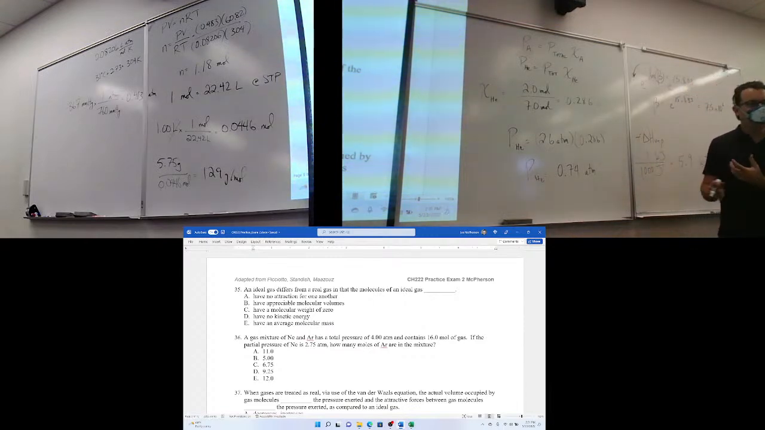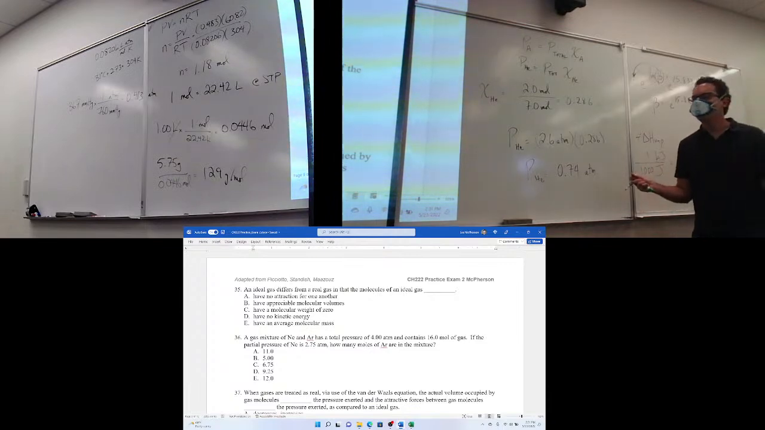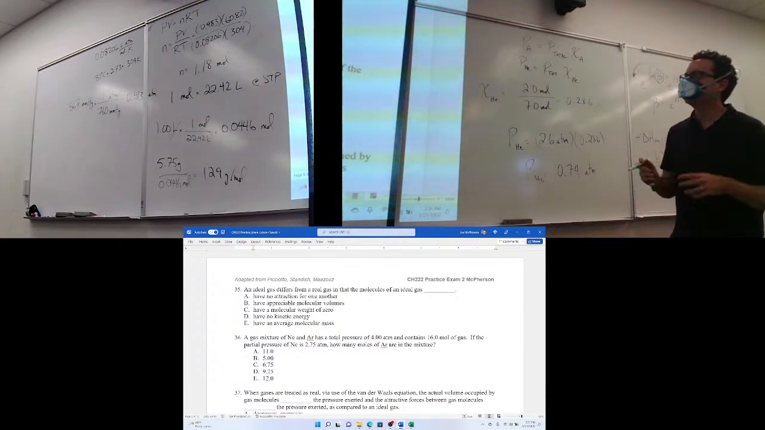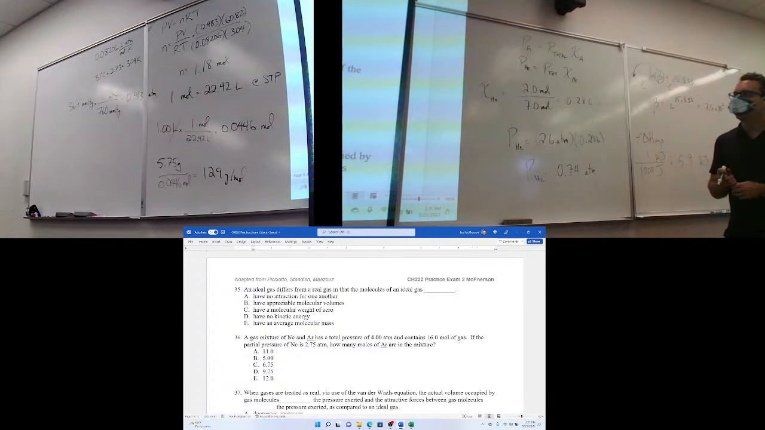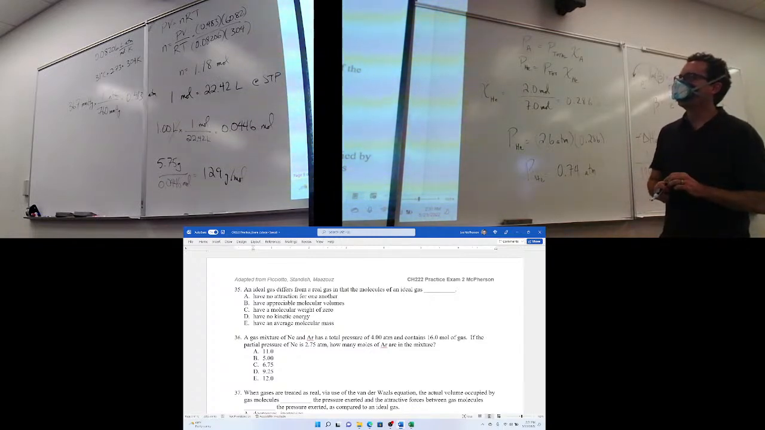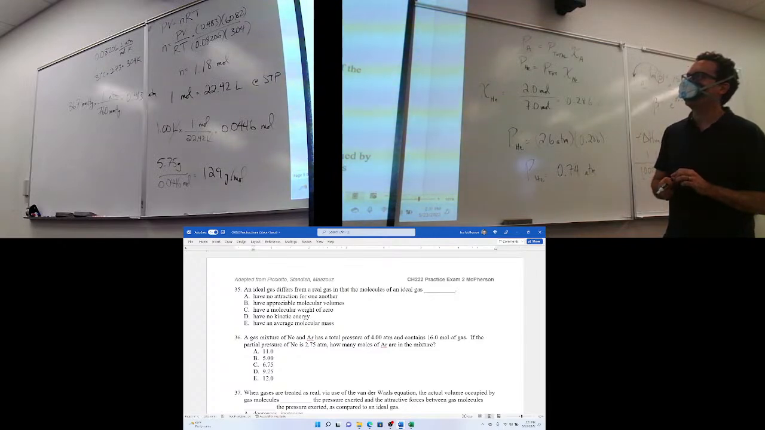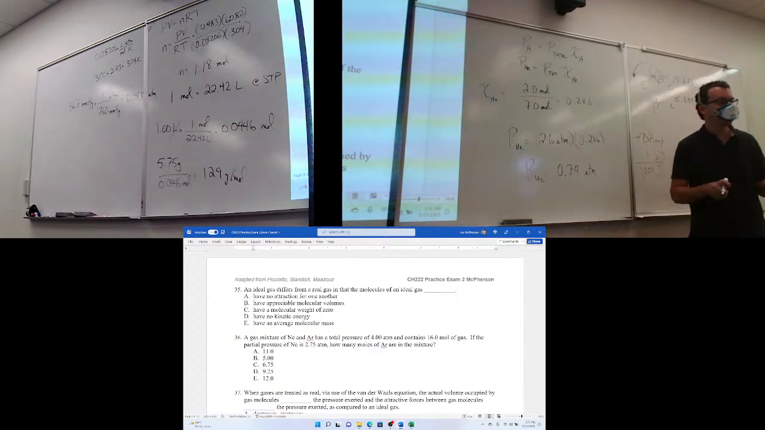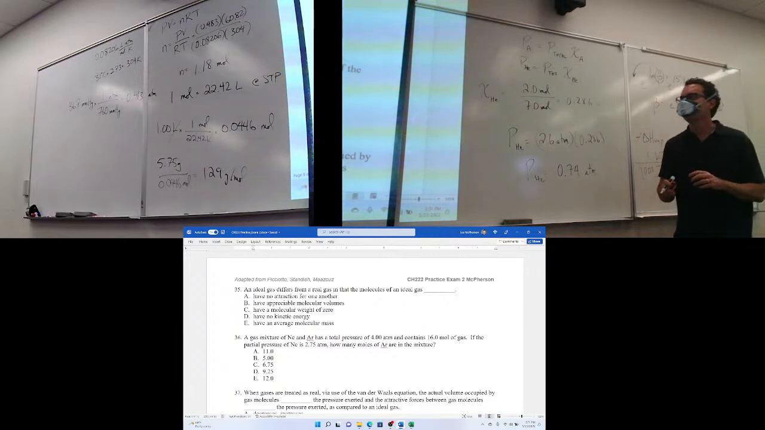Have no kinetic energy, that's ridiculous. That's only at 0 Kelvin. It's not the ideal gas. Have an average molar mass, molecular mass. That doesn't make sense either. So it definitely is A. They don't have any attractions for one another. That's what an ideal gas does.